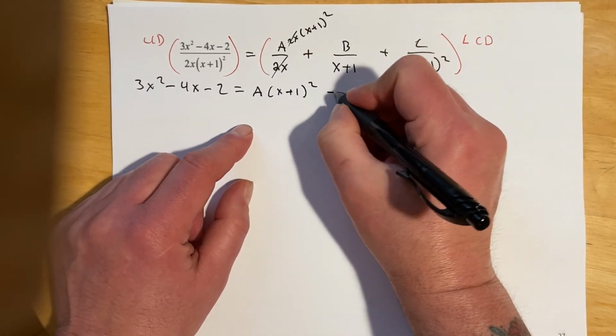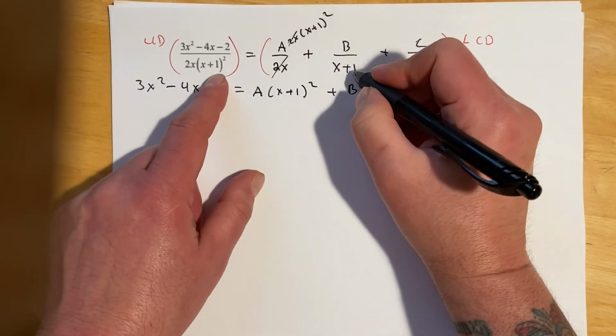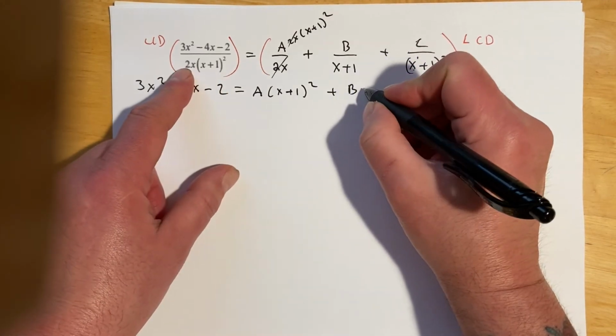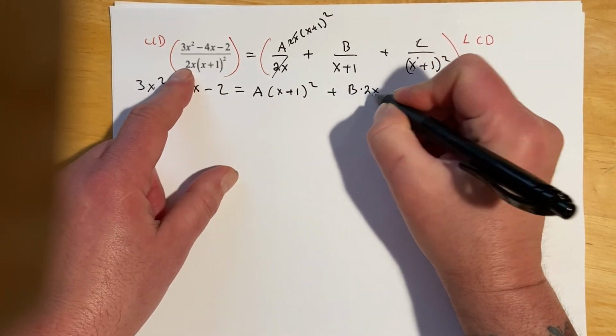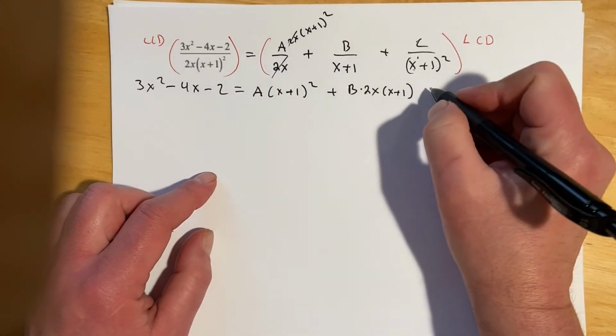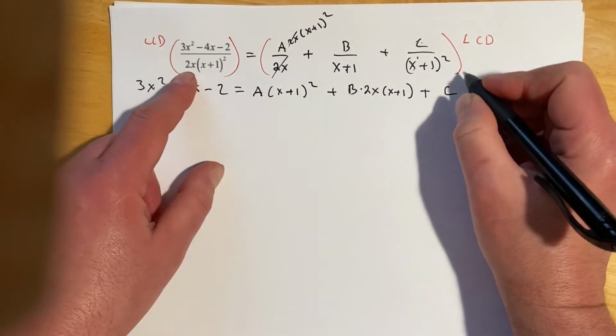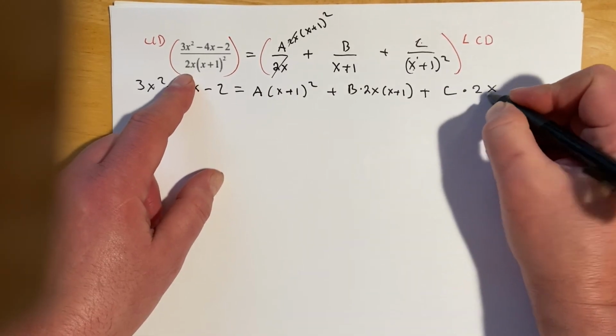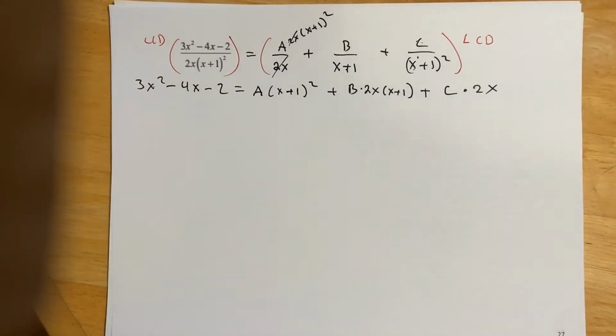And then here we're going to have plus b. It's going to knock out one of these x plus 1s, so I'd be left with a times 2x and an x plus 1, because one of them got canceled. And then c times 2x. So that's what we got.